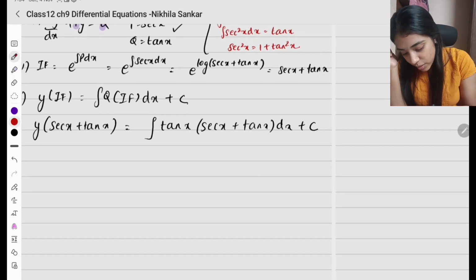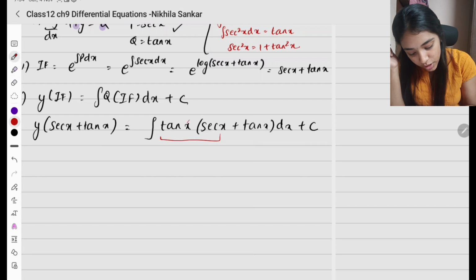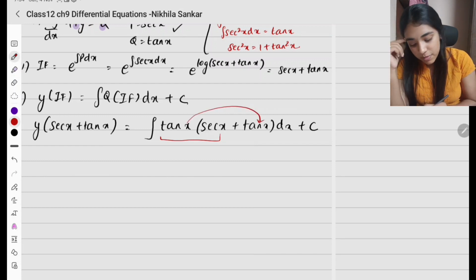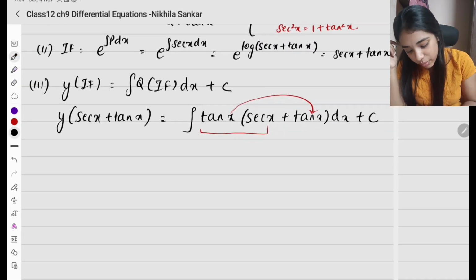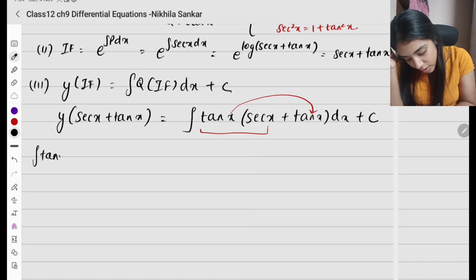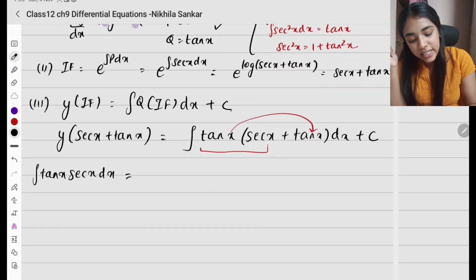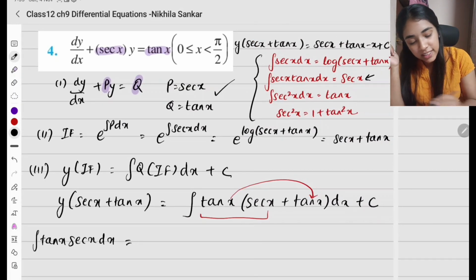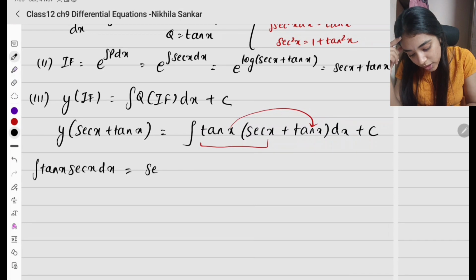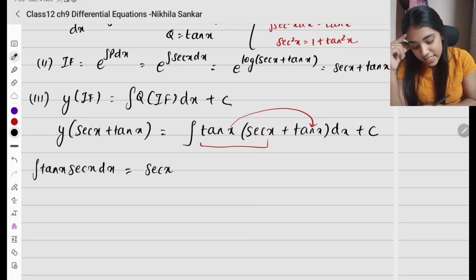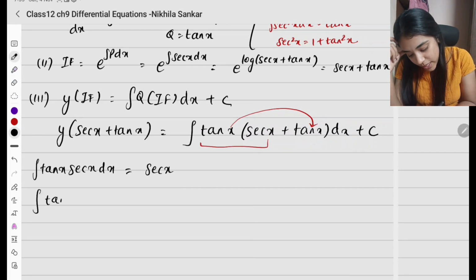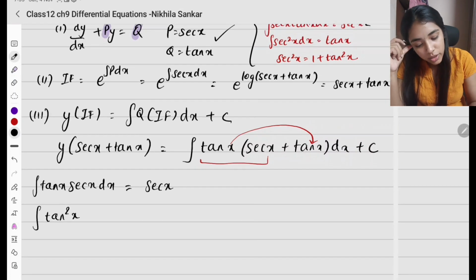Simple. இப்போ ஒரு term split பண்ண போறேன். I'm going to split these two terms and find the integral separately. இப்போ என்ன பண்ண போறேன்? Integral of tan x secant x dx is going to be secant x, இடத்துல இருக்கு. Okay, you have to remember all these. So this is going to be simply secant x. இப்போ ரெண்டாவது integral is going to be tan square x. What do you know?